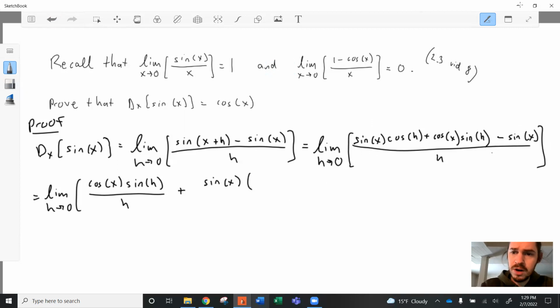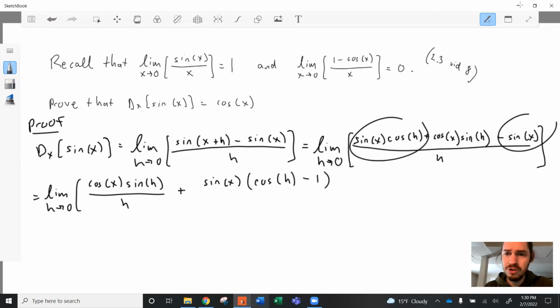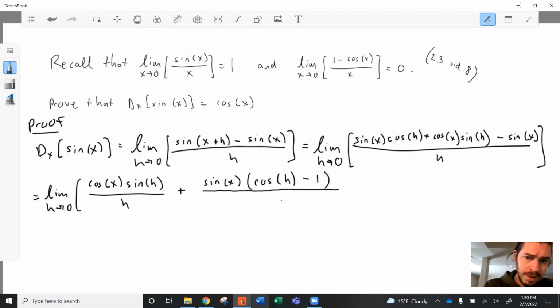And then what's left over is going to be the cosine h. And here, if we factor out sine of x, all that's left over is like 1, right? Because that was all we had. I guess negative 1, because we were subtracting. So we'll have cosine of h minus 1, right? So that's those two terms with sine of x factored out, and then the cosine of h minus 1 remains. Now all of that is also divided by h still. Okay, we're getting somewhere here.